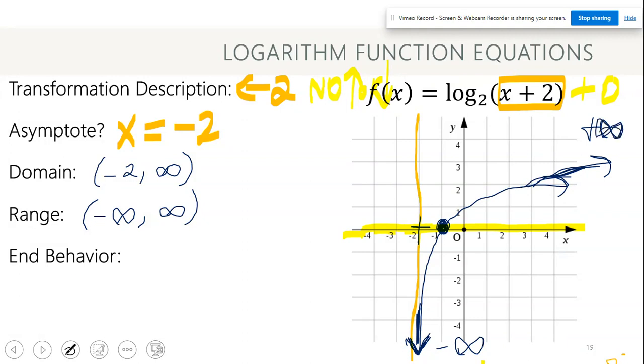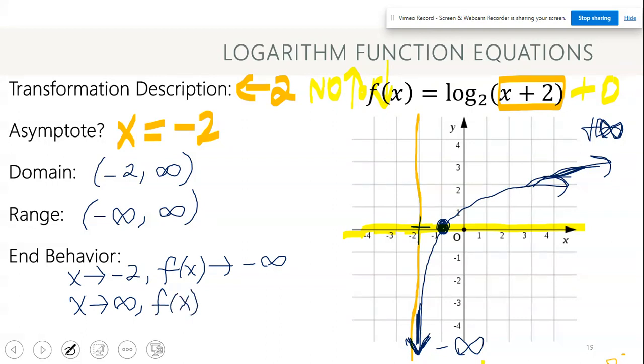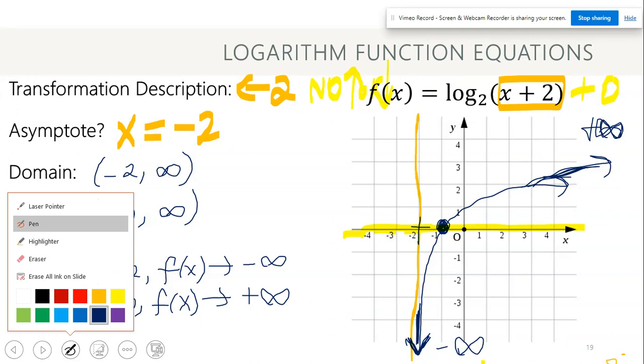Our end behavior describes the left. So the farthest left we can go is negative 2. And where's our graph headed? At negative 2, it's pointing down towards negative infinity. We also have end behavior notation for on the right. Furthest to the right, we can keep going forever towards positive infinity. And where's our graph going? It's slowly going up towards positive infinity as well.